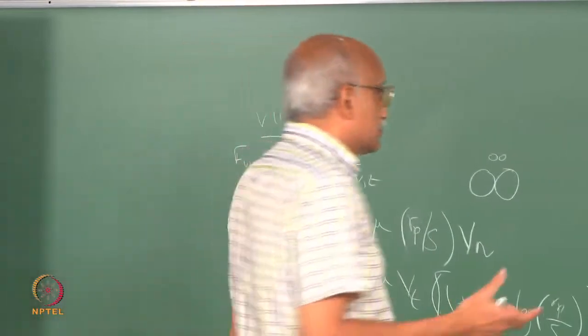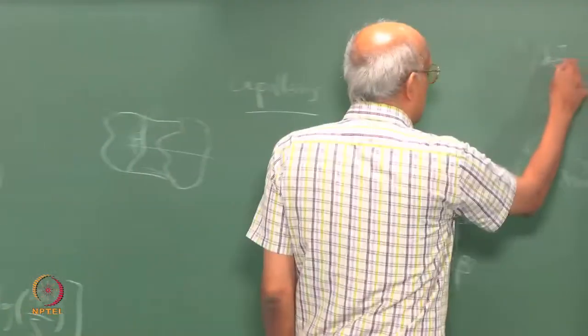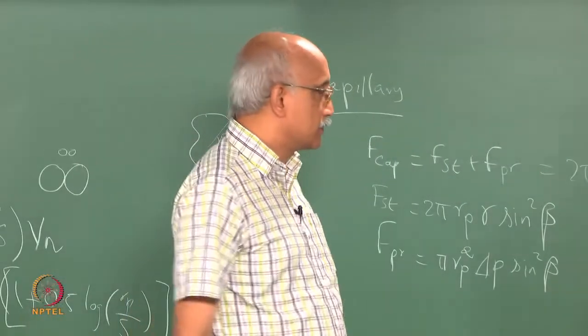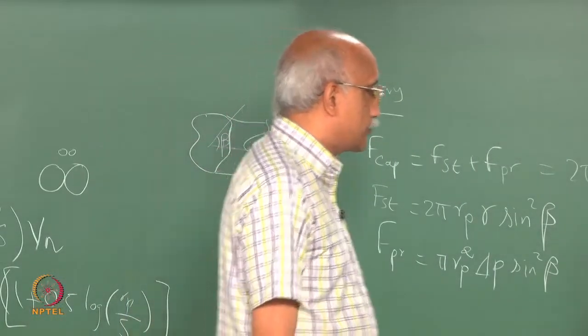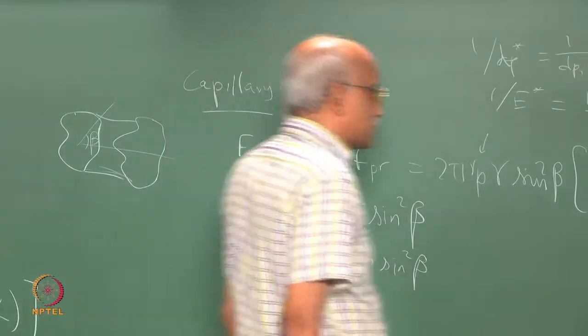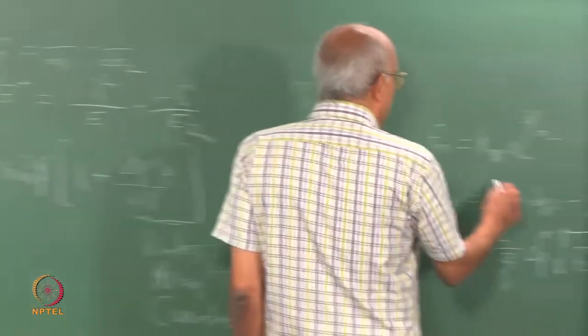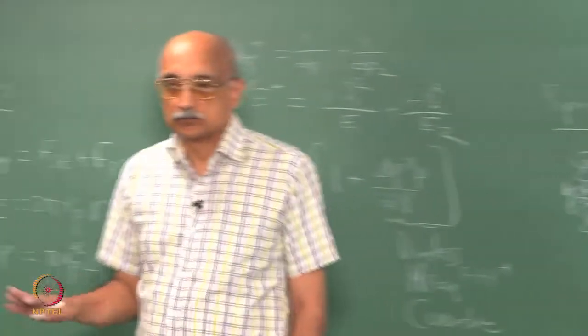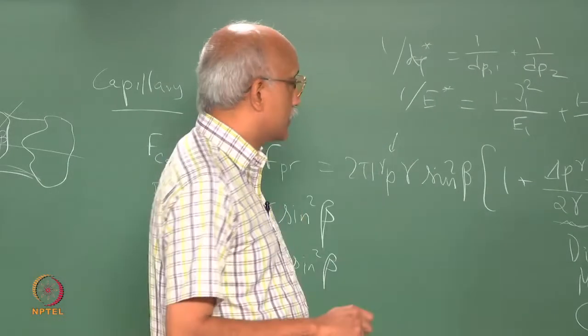So, these are both effective diameter and effective Young's modulus. So, the spring like force in the normal direction simply goes as effectively particle size to the power 1.5 roughly.